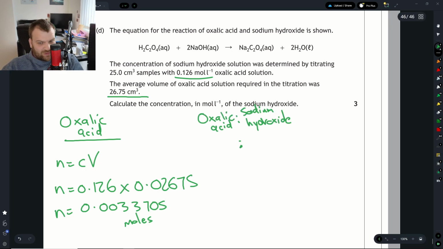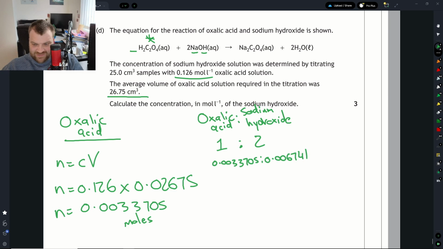Question states that sodium hydroxide was titrated with oxalic acid. This is our sodium hydroxide, NaOH. This means that this is our oxalic acid. It's a 1 because there's no number in front of it. A 2 because there's a 2 there. That means we want to double our value of number of moles, 0.006741. And then last of all, we want to work out the concentration of sodium hydroxide.